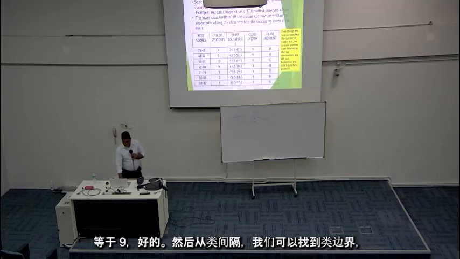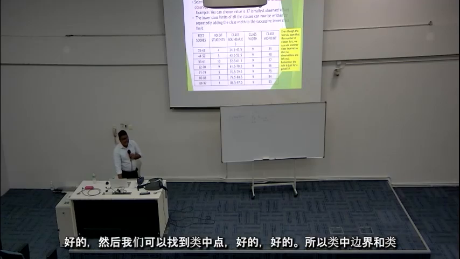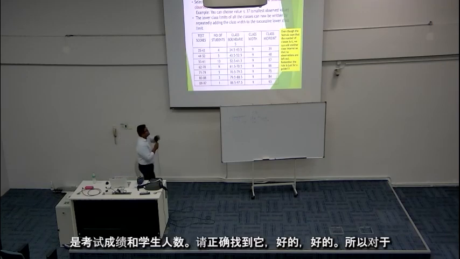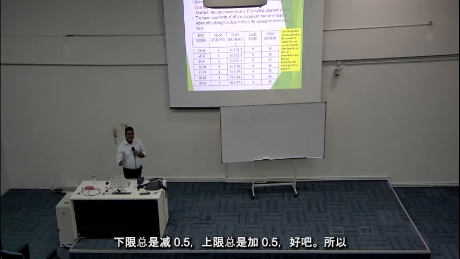And then from the class interval, we can find the class boundary, and then we can find the class midpoint. The class boundary and class midpoint are derived from these first two columns. The basic ones are the test score and the number of students, so please find them correctly. For the lower class boundary, always minus 0.5. For the upper class boundary, always plus 0.5.